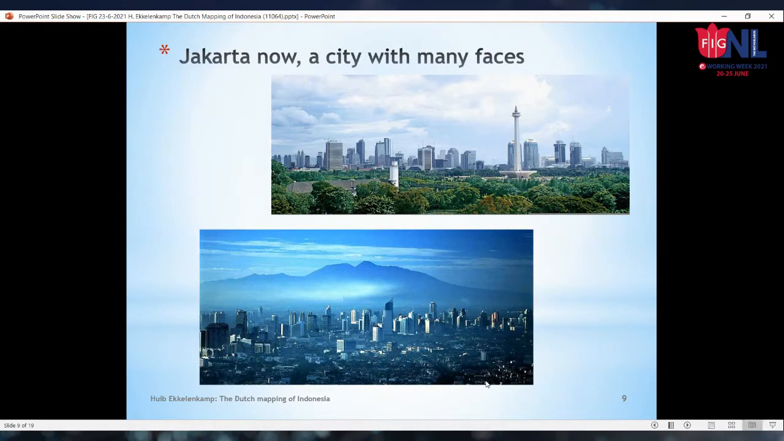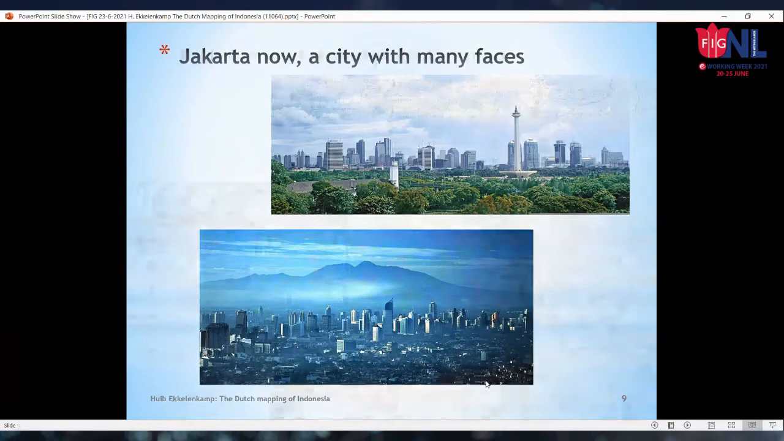It's a city with many faces. The top photograph is looking north. You see a lot of high-rise buildings, and in the south you see close by the volcano Salak. So in almost every place on Java you see volcanoes, and they are a potential threat to the people. So surveying volcanoes is quite important.